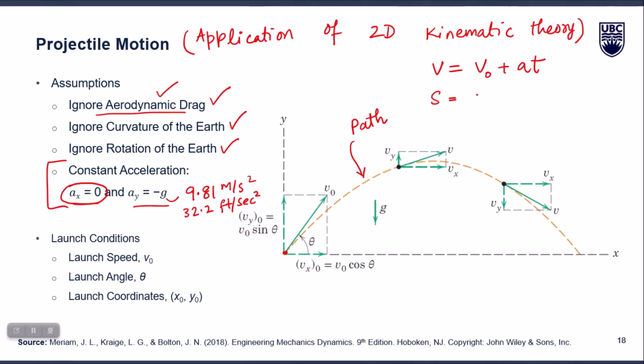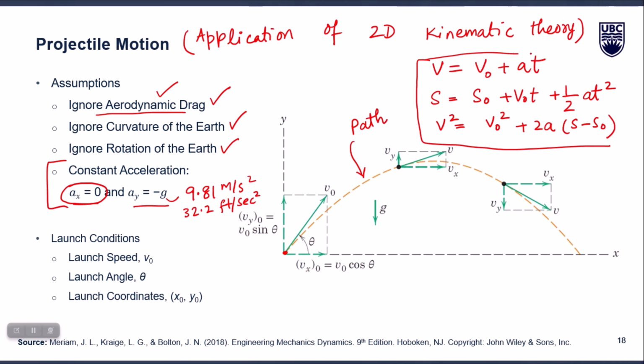The second was s is equal to s naught plus v naught t plus 1 over 2 a t square, and the third equation was v square is equal to v naught square plus 2a times (s minus s naught), right? The first two we actually derived by integrating acceleration two times, one time to get the first equation, one time more to get the second equation, and the third equation we actually derived by applying equation 3 directly, v dv is equal to a ds, right?